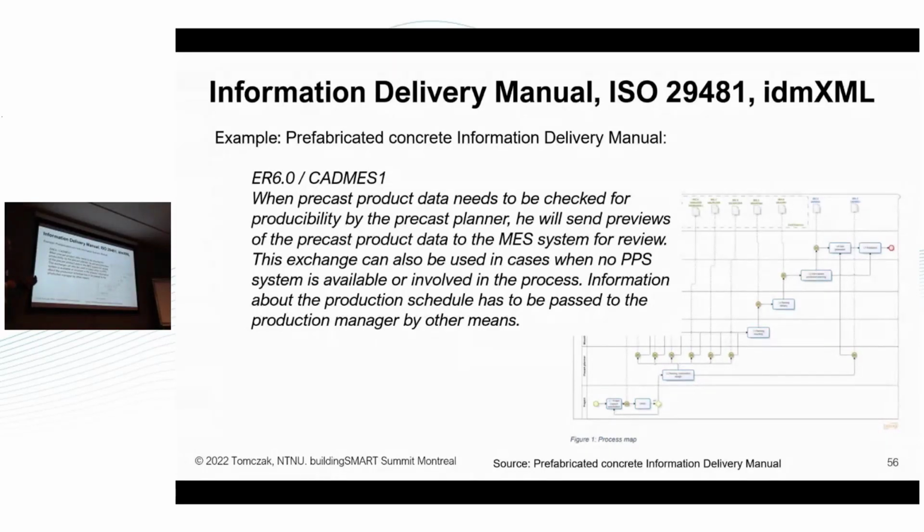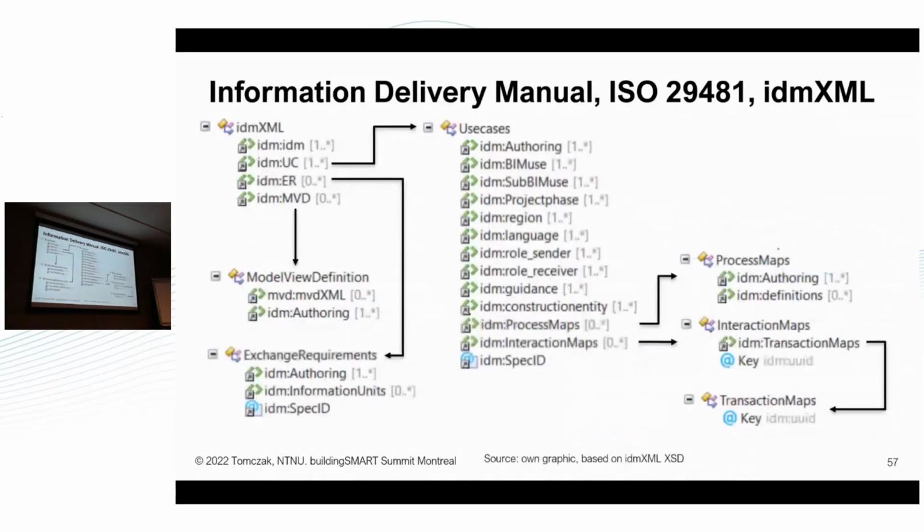It's basically a way to structure what it takes to produce a prefabricated concrete element, what information needs to be passed, for example, to the manufacturer, and what should be passed back to the designer, and so on. And it has this definition of who, for whom, when, and what should be exchanged. Here, the exchange requirements are one part of the many parts that constitute the information delivery manual. And it also says that you should define your exchange requirements using MVD, which is model view definition.